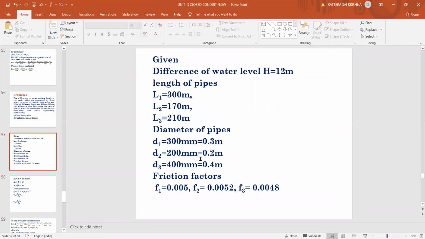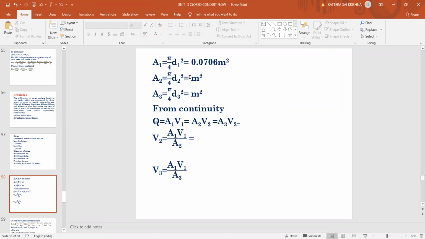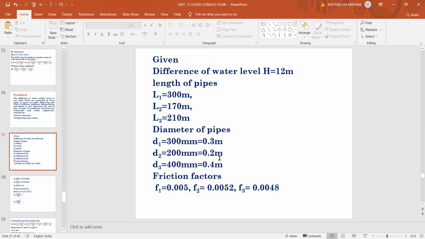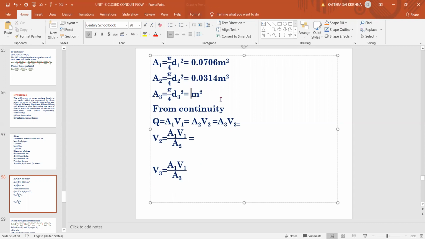Next, second area. So diameter for the second area is 0.2. So pi by 4 into 0.2 square. 0.0314 meter square. Next, pi by 4 into 0.4 square, since the diameter D3 is 0.4. So pi by 4 into 0.4 square. 0.1256. Right.